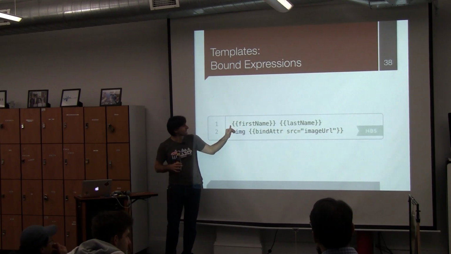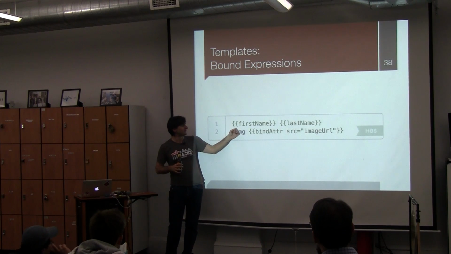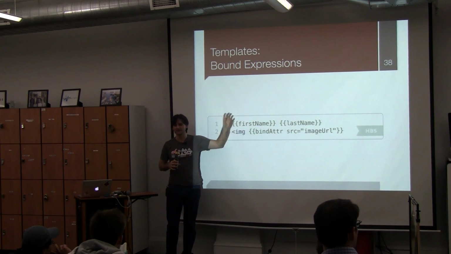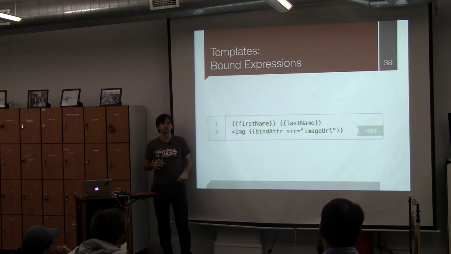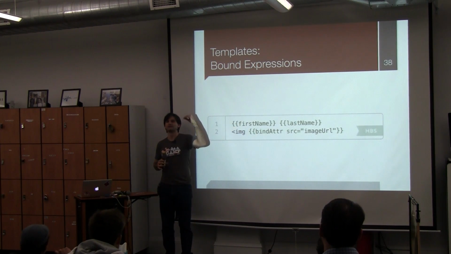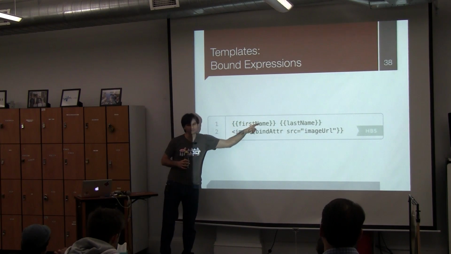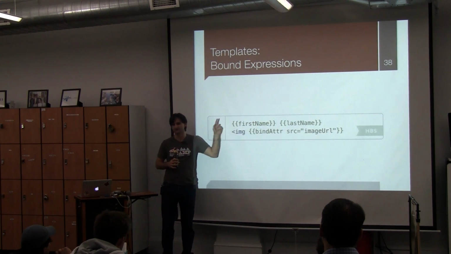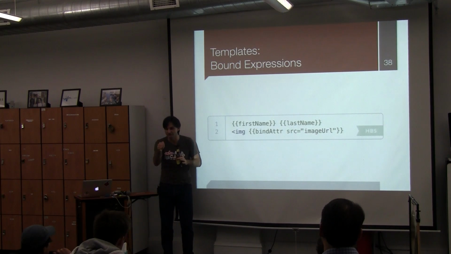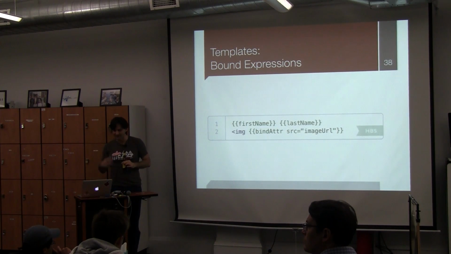So when this template gets run, it's not only going to do controller.getFirstName and spit out the value, but it's also going to set up an observer on first name. And so every time that observer fires, which is when first name changes, it's going to re-render just this part of the DOM. Right? So it's a very sort of surgical operation. Just the things that get changed get re-rendered. Same thing with last name.